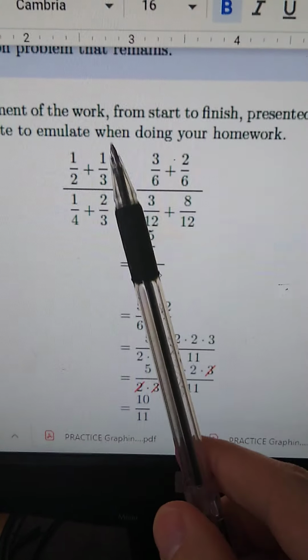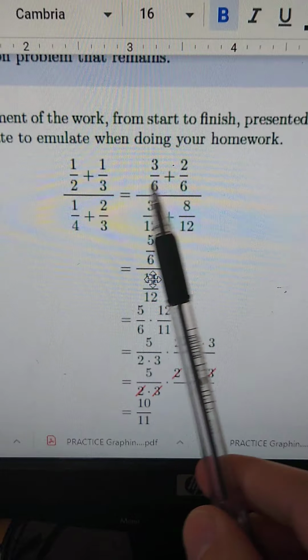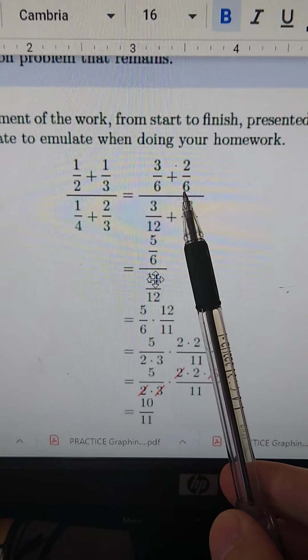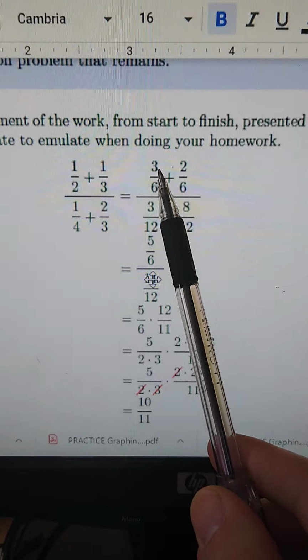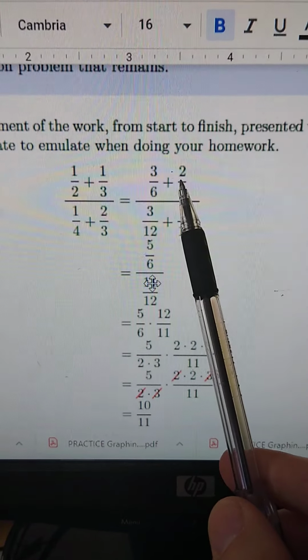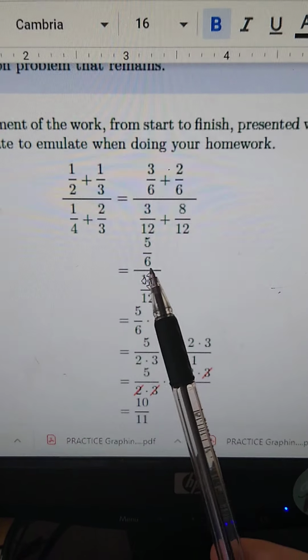So we're going to start with the numerator, 1/2 plus 1/3. Common denominator is 6. So I'm going to turn this into 3/6 and 2/6. Adds up to a total of 5/6.